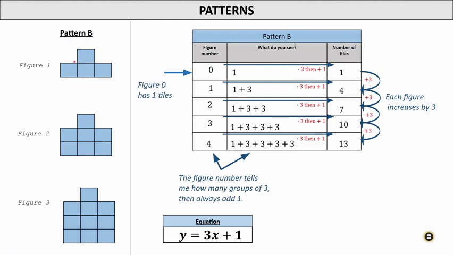Next pattern. What is happening in this pattern? We have 4, and we're adding 3. Then we have this, and we are adding another 3. So we may say that figure number 0 starts with 1, as it says here, and then we're adding 3 each time. So each figure increases by 3, but we start with 1.